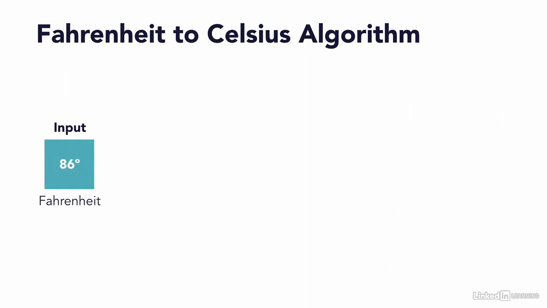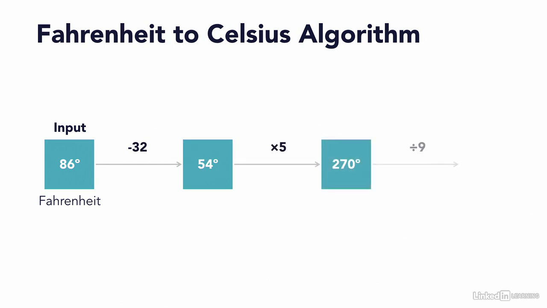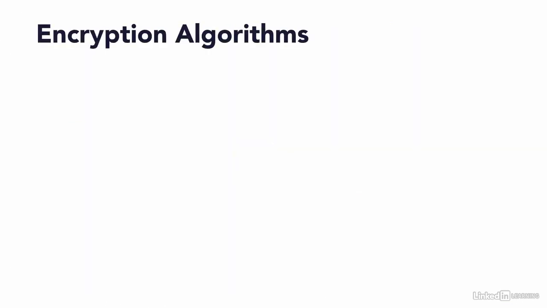Let's take a look at a basic algorithm designed to convert temperatures from Fahrenheit into Celsius. The algorithm has an input, the temperature in Fahrenheit, and then it takes that input through a series of steps. First, it subtracts 32 from the input. Then it multiplies the result by 5 and divides that result by 9. Then it provides the final result as output, which is the Celsius equivalent of a temperature that was input in Fahrenheit.